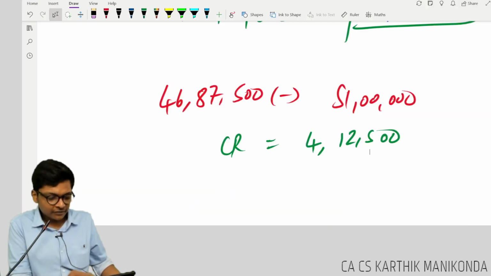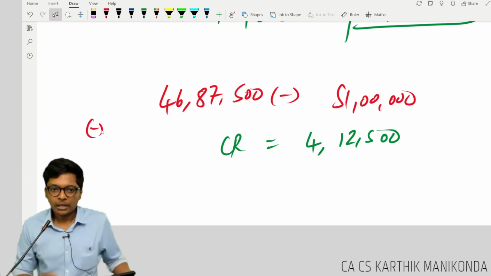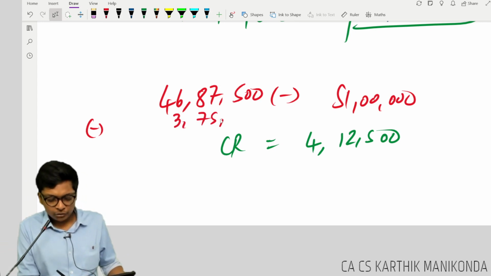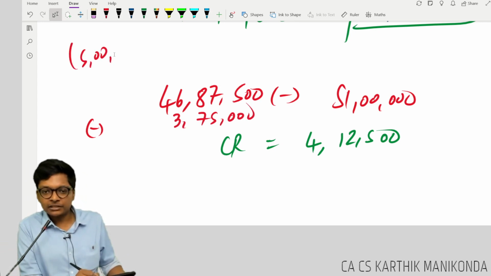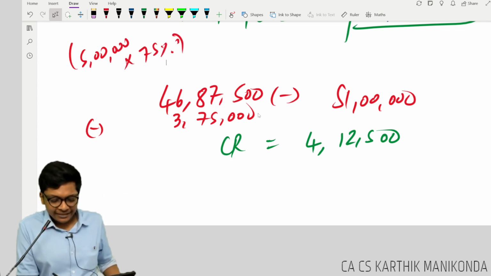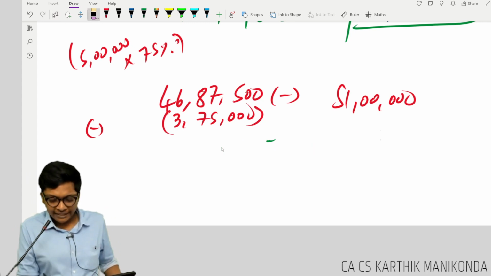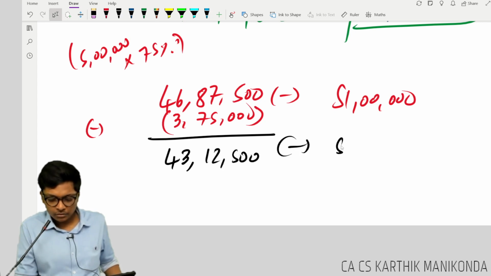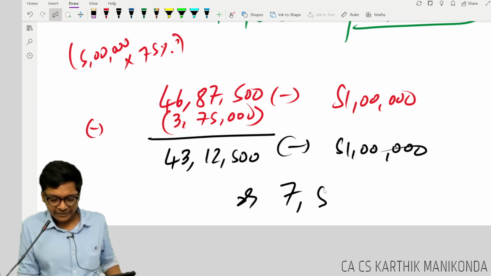Oh yeah, pre-acquisition dividend. You are right. So from this I will reduce pre-acquisition dividend 3 lakh 75,000. Perfect, because dividend declared is 5 lakhs. In that my share is 75%, dividend of previous year. So minus 3 lakh 75. How much are you getting? 43 lakh 12,500 minus 51 lakhs. How much are you getting? 7 lakh 87,500 as capital reserve.